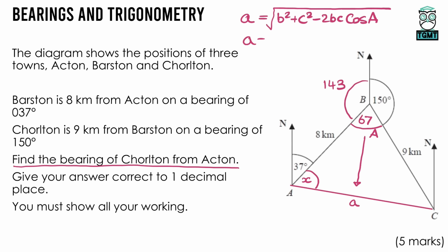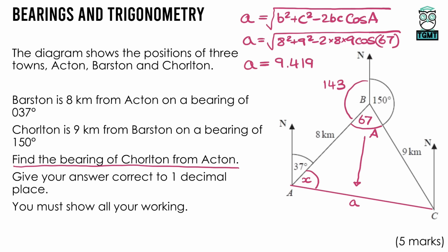So the value of A will be the square root of, and we have 8 squared plus 9 squared minus 2 times 8 times 9 cos, and then we have 67. So if we type that into our calculator, the square root of 8 squared plus 9 squared minus 2 times 8 times 9 cos of 67, we get A is equal to 9.4199. And that's our length down here.